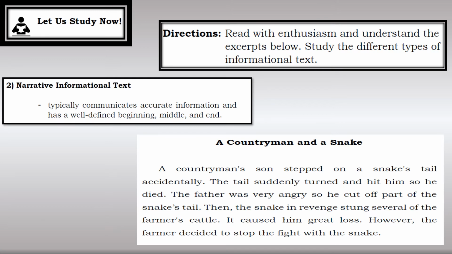So kung nakikita natin yung nabasa nating text, very informational, accurate yung mga information. Example, na-step ng anak ng countryman yung snake. So, siya ay na-hit ng tail nito, kaya namatay siya, nagalit ang tatay. So, yung mga steps na nakikita natin from the beginning to the middle to the end is very accurate information na nagkakatugma-tugma. That is what we call narrative informational text.